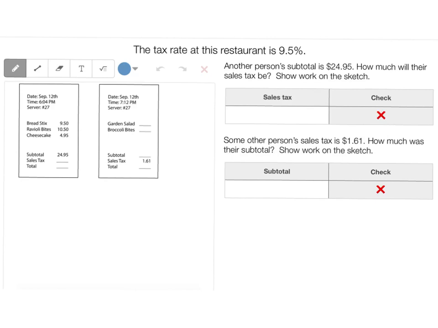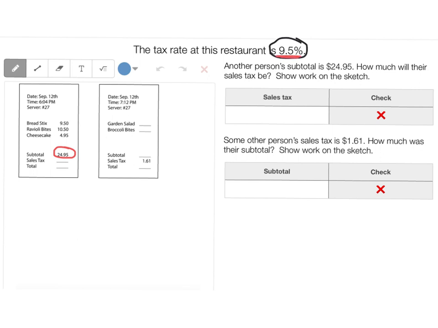And now in this last slide, we're told in this case that the sales tax at this restaurant is 9.5%. Another person's subtotal is $24.95. So they paid, again, there's their itemized list, and that adds up to $24.95. Can you figure out what the sales tax rate is?